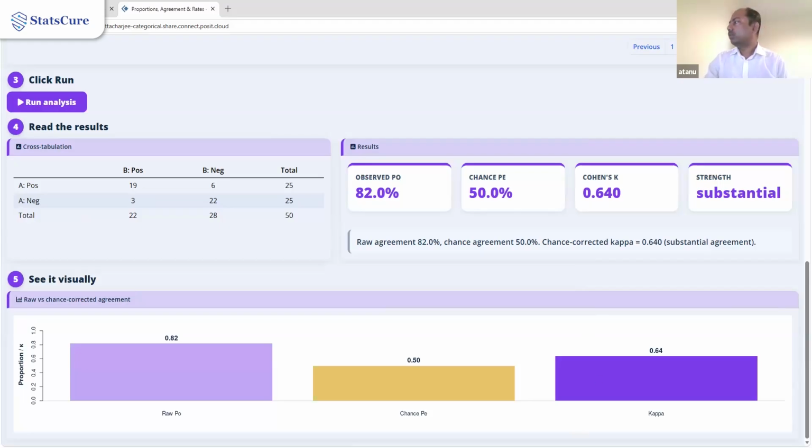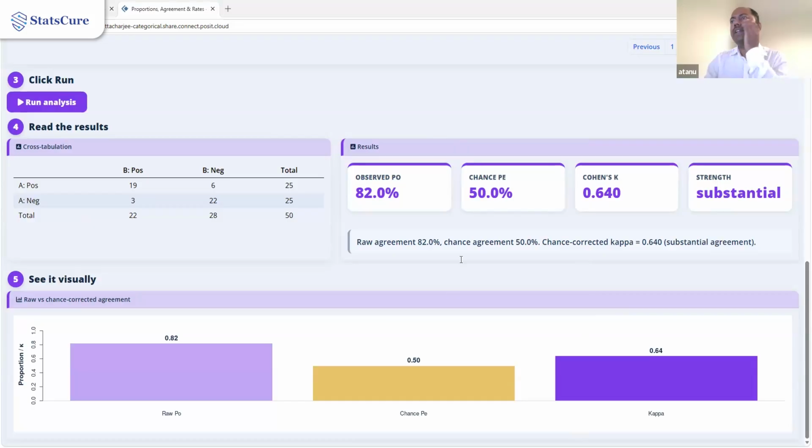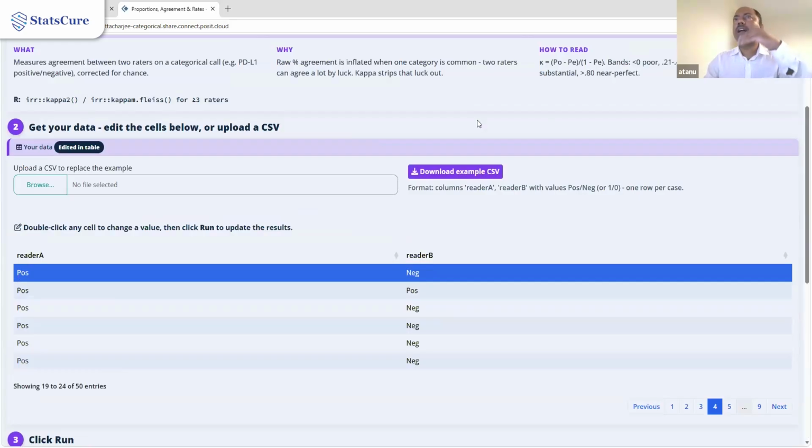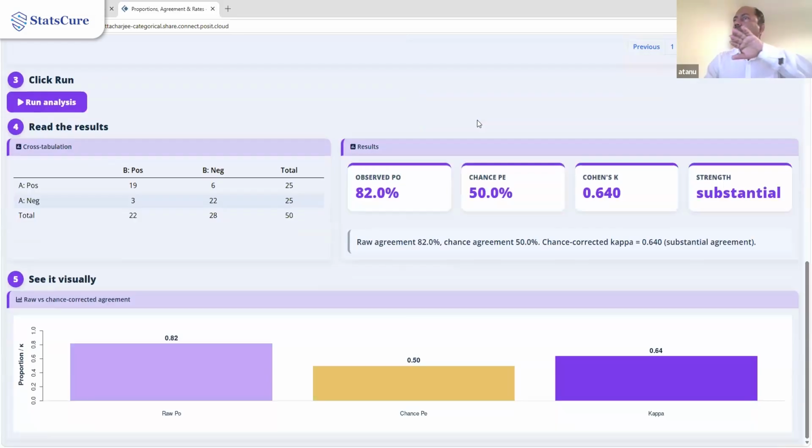Okay. Sir, can you explain what PE is? PE, chance here, is 0.5. How did we get it? It is saying a chance agreement of 50%. So it is basically the benchmark. It comes by default and you can't change it. Below that, we are completely saying they are discordant, and there is no agreement at all between these two groups.